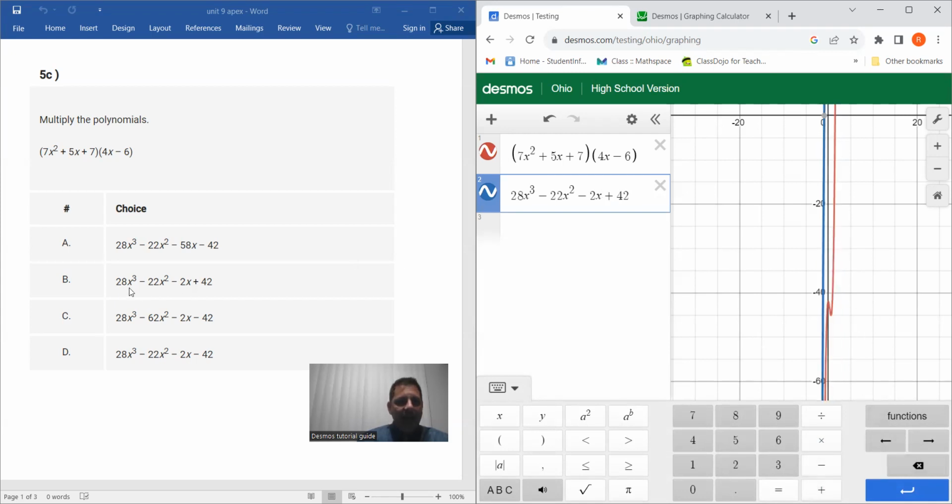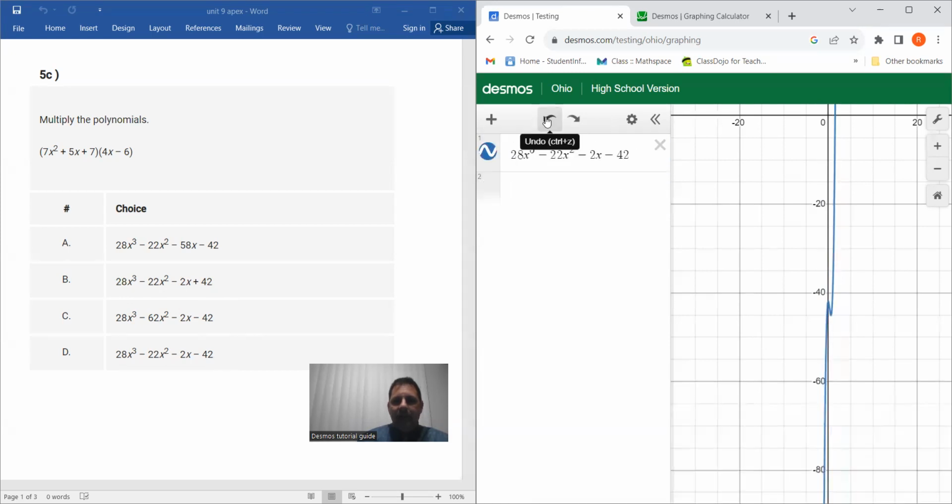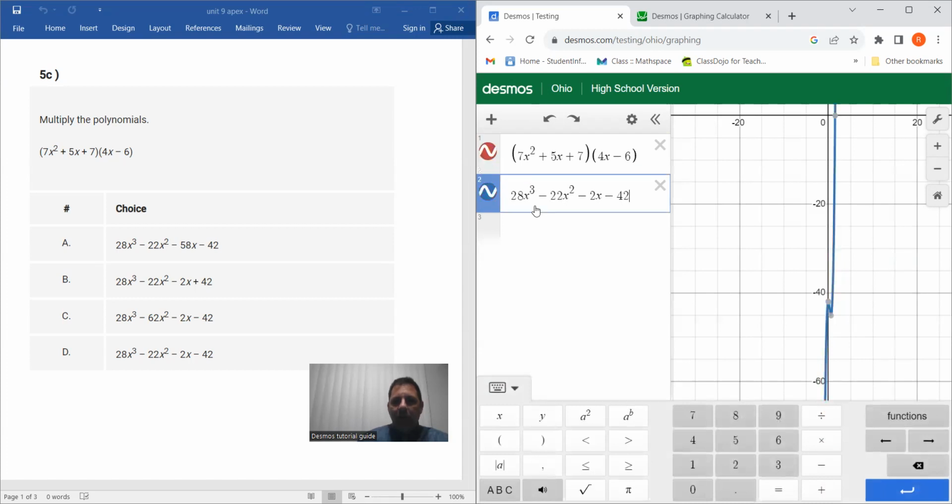Again, not the same. So as we work our way down here, I notice right away that D is exactly the same as B, except for that's a minus 42. So we'll try that one first. Whoa, there we go. Whoops, hit the restore button because I accidentally cleared it out. You look at the red graph and you look at the blue graph, and they are identical.